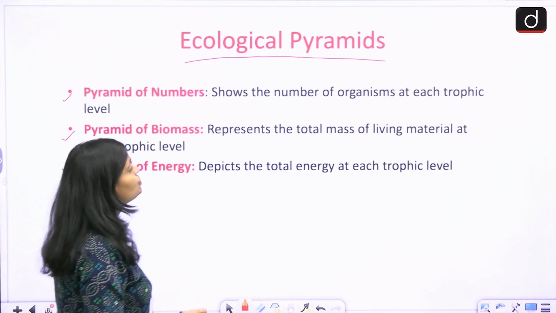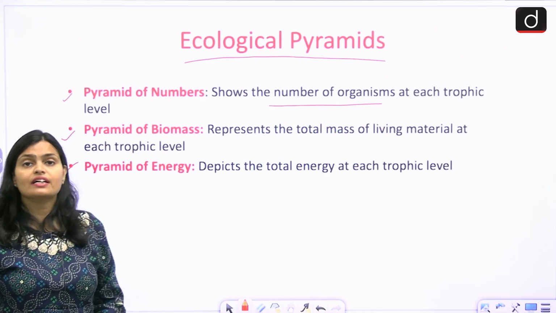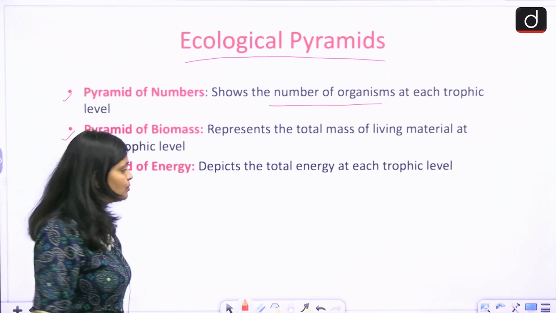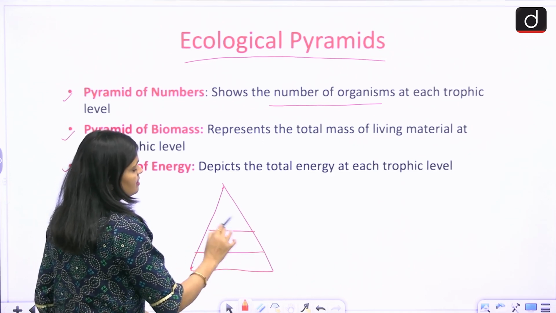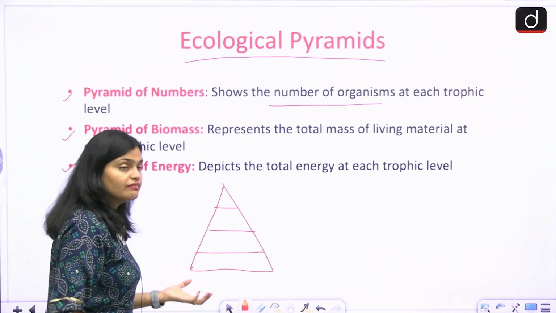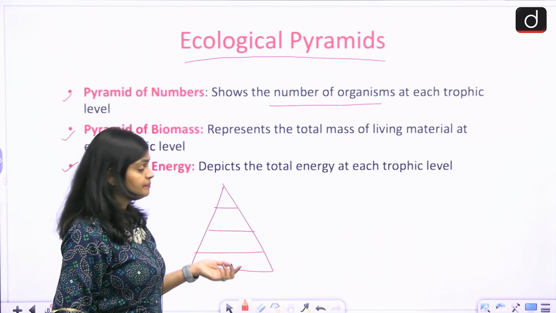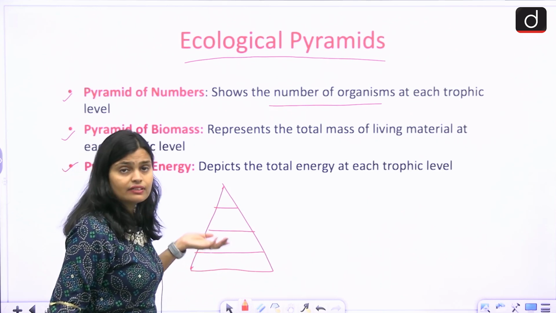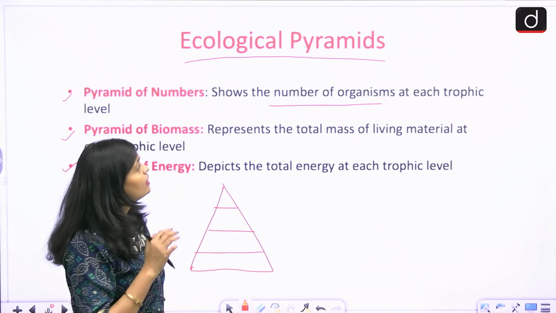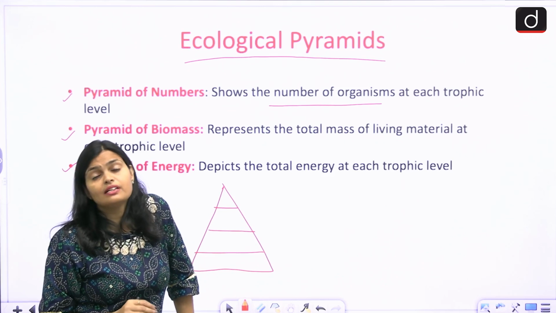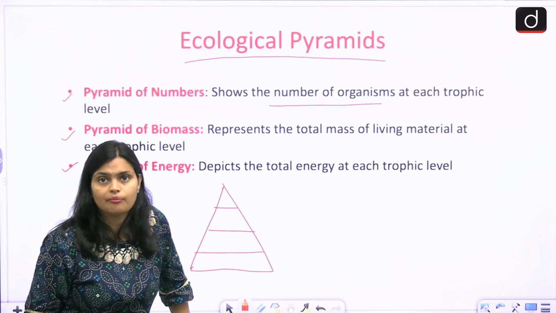Pyramid of number shows the number of organisms at each trophic level. Suppose you get this type of pyramid. This pyramid will show that at the bottom you have the largest number of organisms, then the second level, then the third, then the fourth level, like this. So always, the pyramid of number shows the number of organisms.